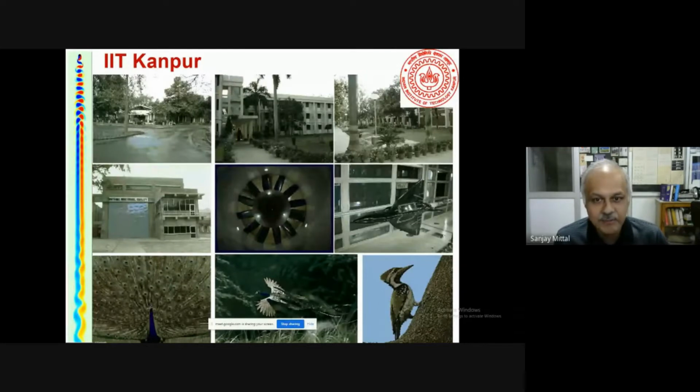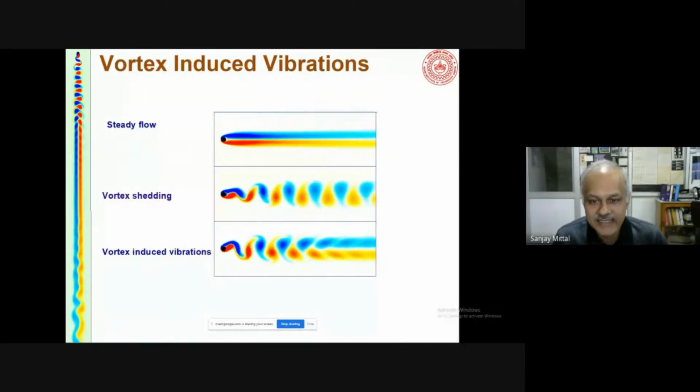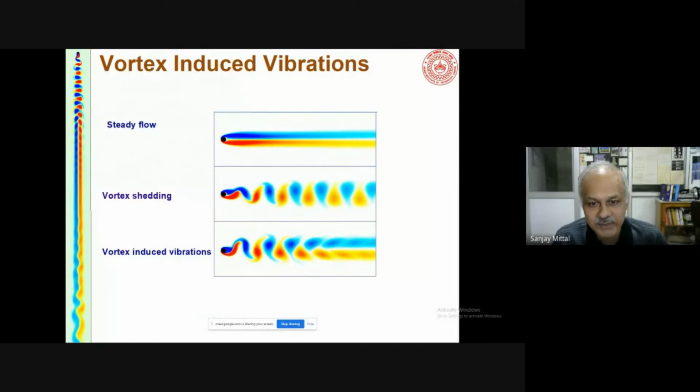So again, these are some pictures. I'll quickly go through them. And these are the Ferry Bridge power station pictures that I was talking about, and the Tacoma Narrows Bridge. So I hope you remember my commentary. I'll just move on. And these are very simple animations for the vortex shedding and something that leads to vortex-induced vibrations and the modification of the flow.